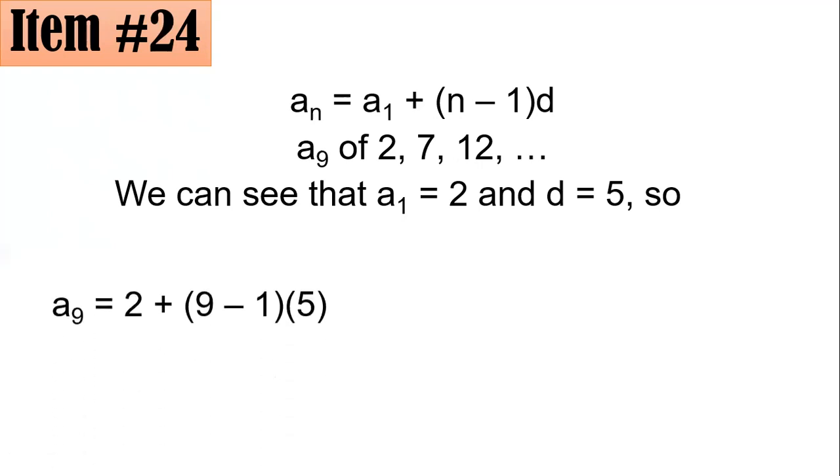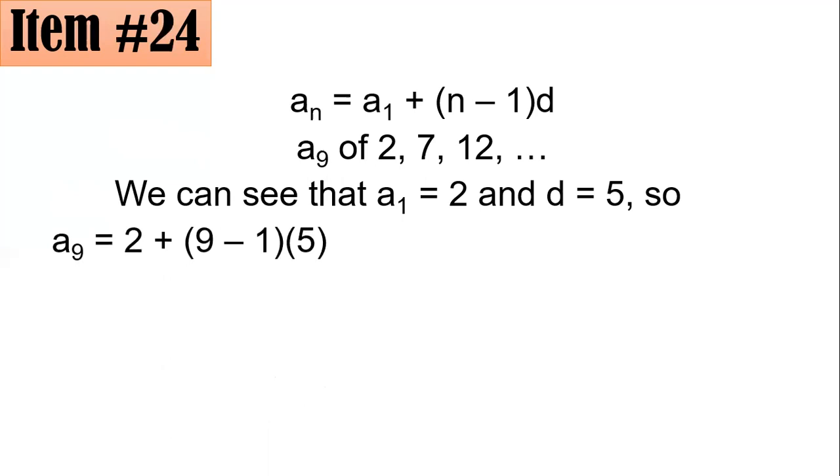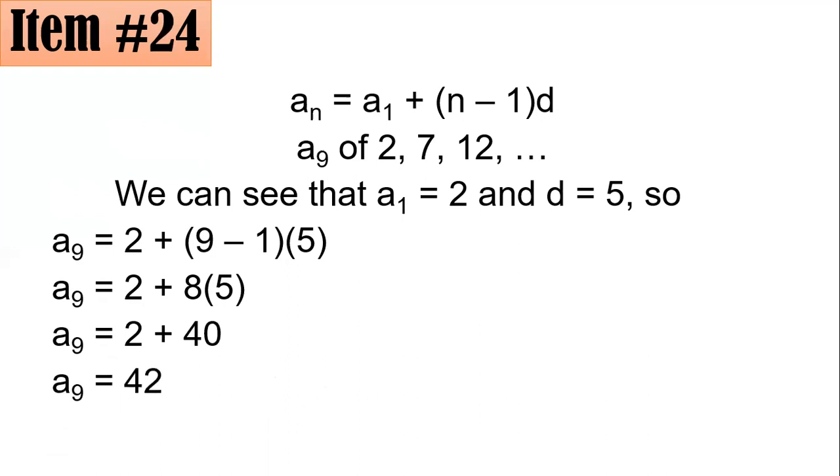We're looking for the 9th term, so we're looking for a sub 9, and substituting n by 9, a sub 1 by 2, and d with 5, we arrive at 2 plus 9 minus 1 times the quantity 5. 9 minus 1 times 5. So this becomes 2 plus 8 times 5. The 8 times 5 is 40. So 2 plus 40 gives us 42. Hence, the 9th term of this arithmetic sequence is 42, letter B.